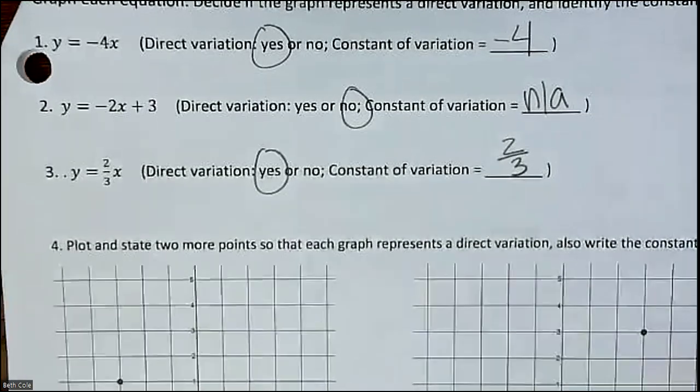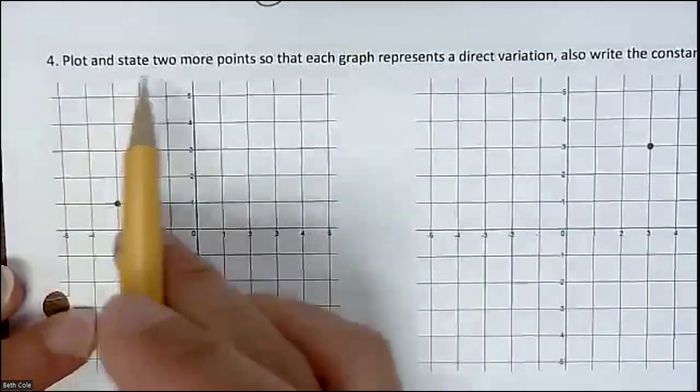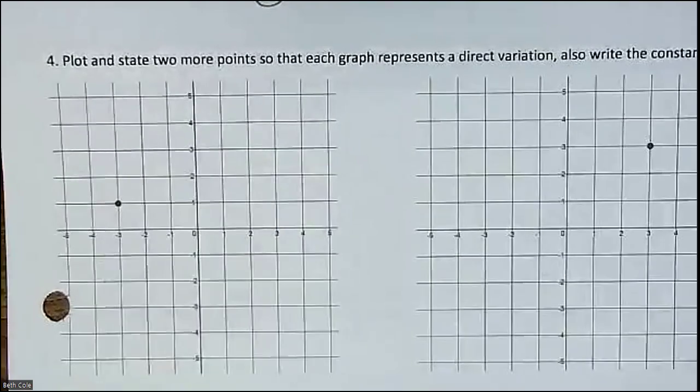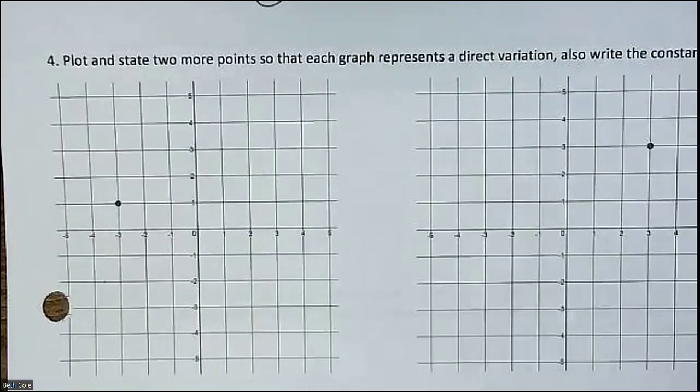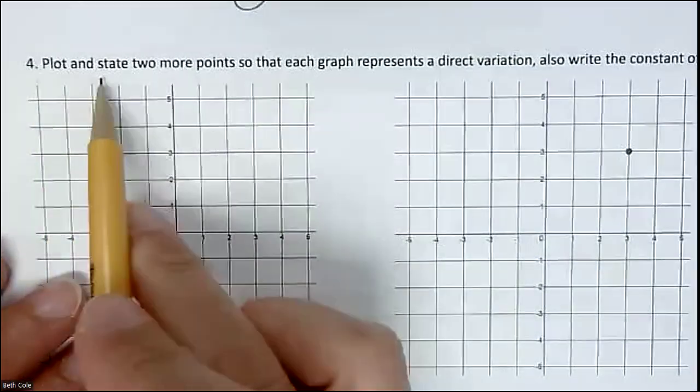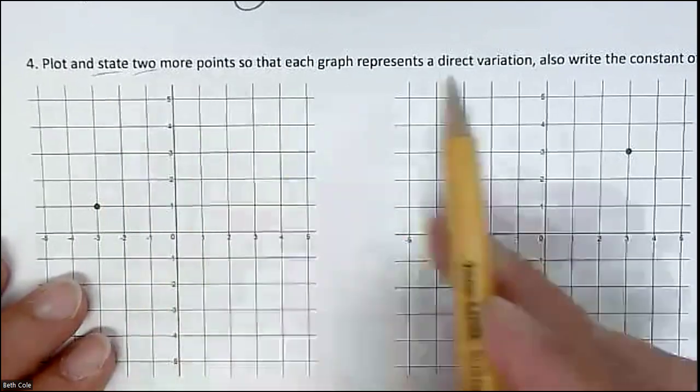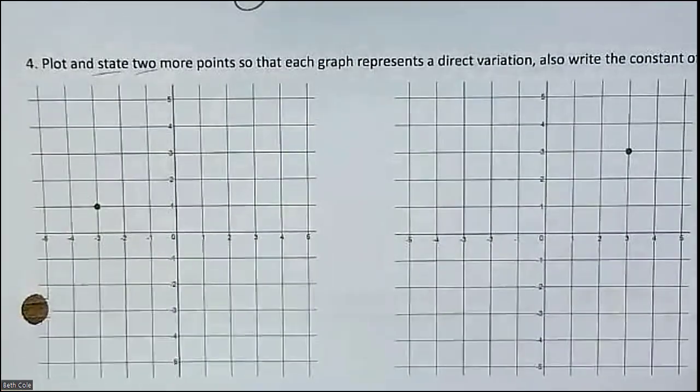Whatever. It just means there's not going to be an answer. All right. Now here, and they do this on the SOL, they will have you click on the graph where you want to put points. That's usually how they ask this. So you're going to plot and state 2 more points so that there's a direct variation.